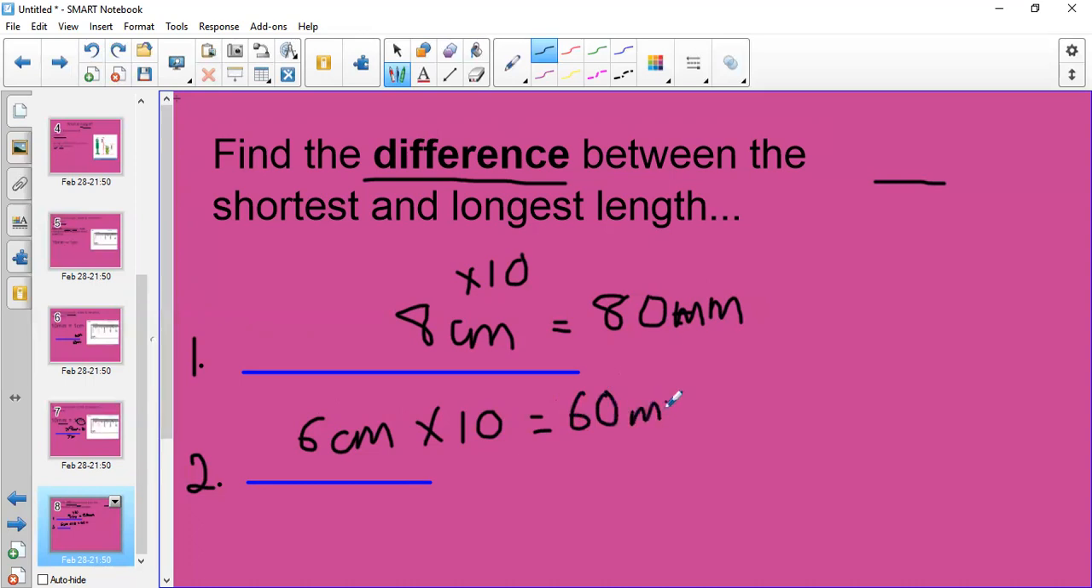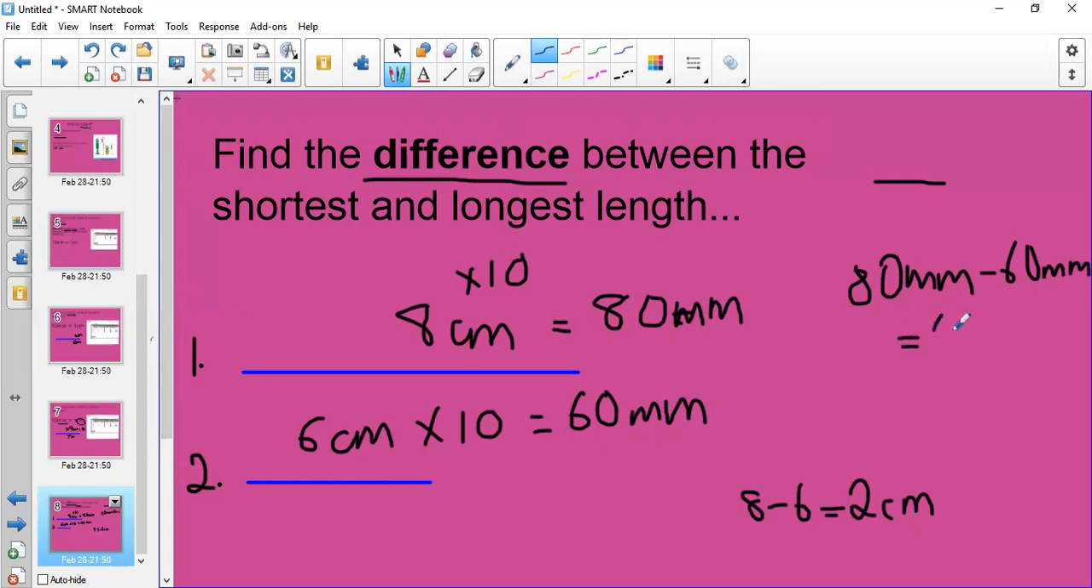To find the difference between the two lengths, in centimeters, we would do 8 centimeters, take away 6, which we know is equal to 2 centimeters. So the difference is 2 centimeters between these two lines. Again, if the answer was in millimeters, all you would do is 80 millimeters, take away 60 millimeters. And we know that that would leave us with 20 millimeters because 60 add 20 is 80. And your answer, of course, has to be in the unit of measurement that you are working in.